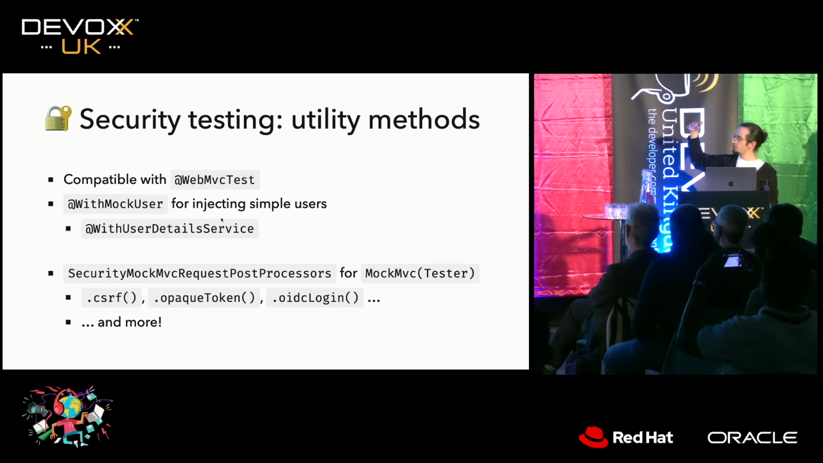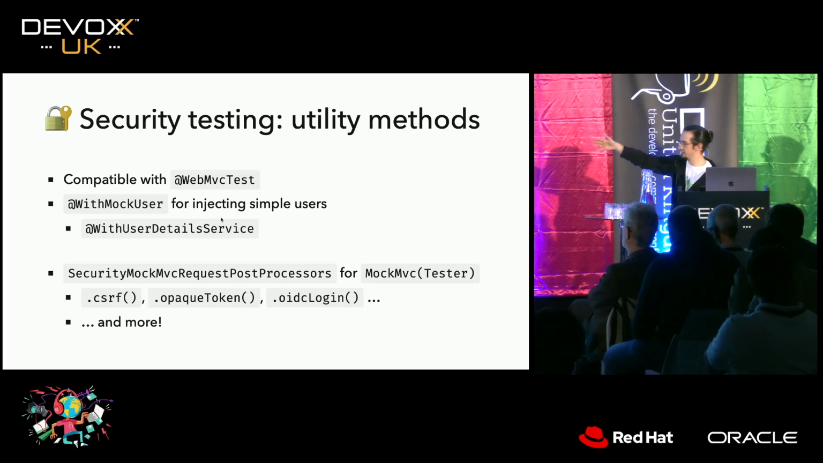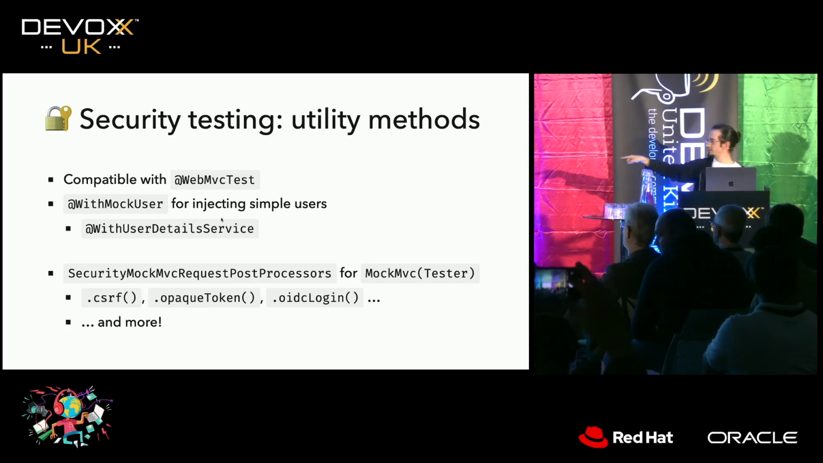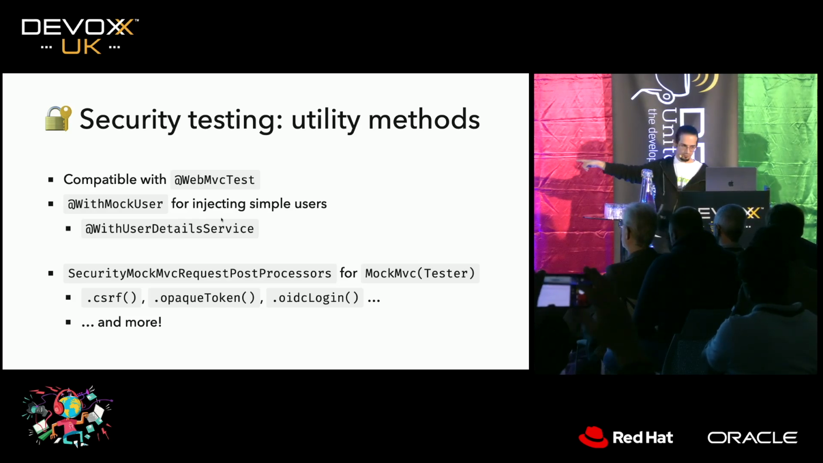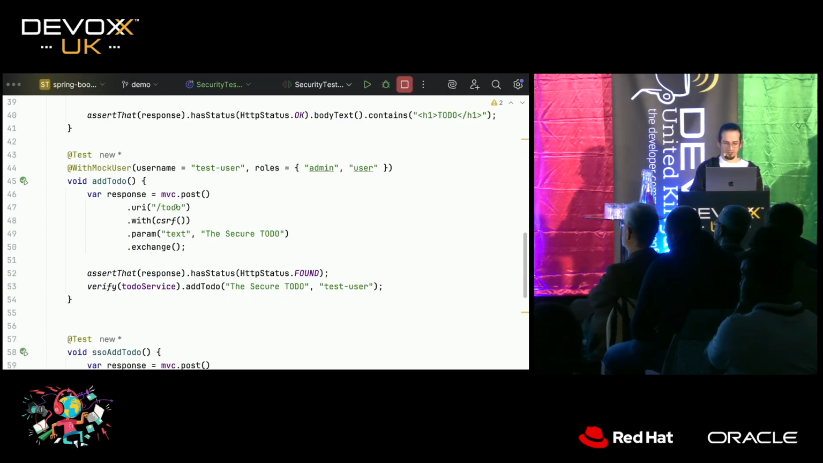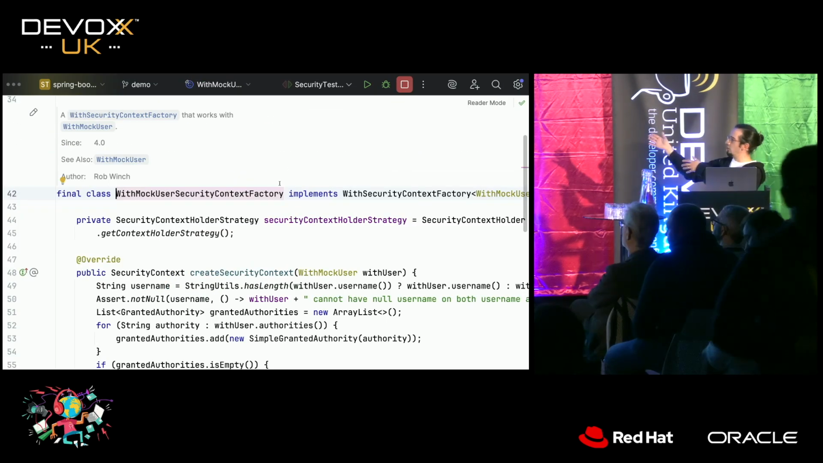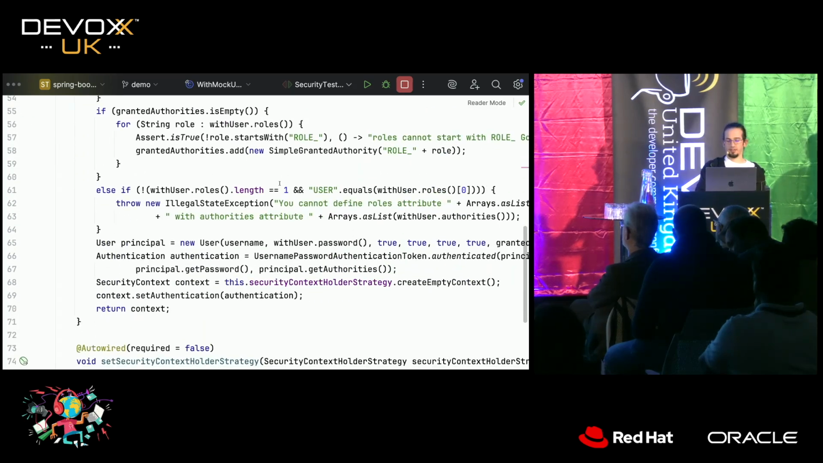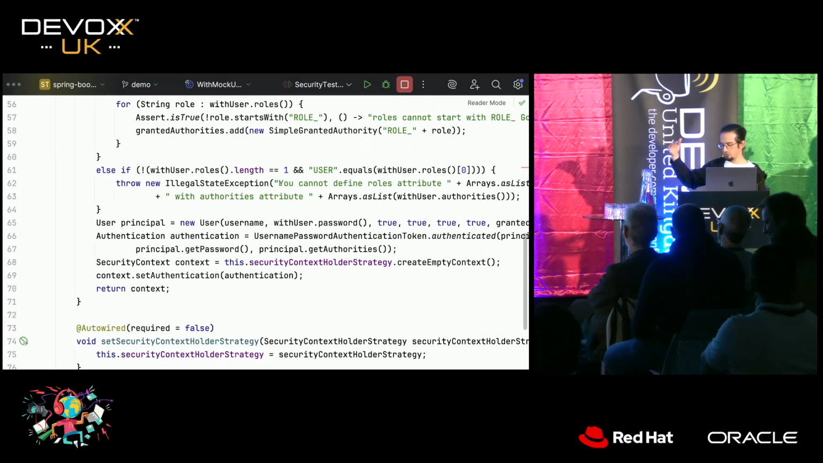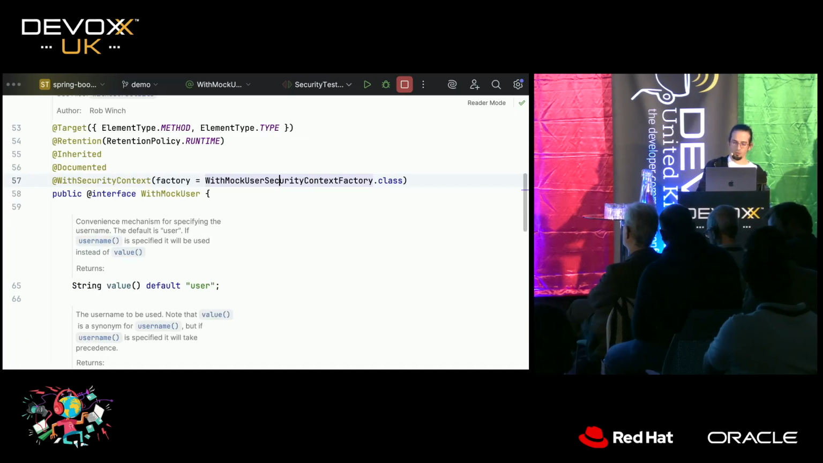So with mock user is when you want to inject simple synthetic users. If you have a user detail service that has custom users in it, you can use @WithUserDetailsService. And then you can use these security mock MVC request post processors to inject stuff in your requests. Note that this is not complicated code. This with mock user, it's not huge. So if you look at the details, they're used with this context factory. You can write your own. You can provide one of these and inject your own, say, OIDC login. So you could say with OIDC login and then just put the email. If you're on your own thing, this is also possible.